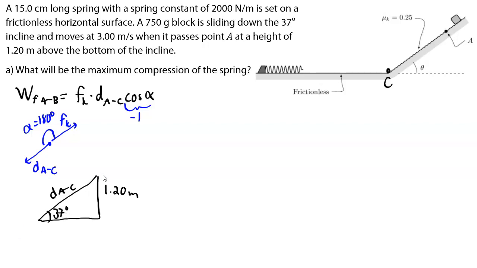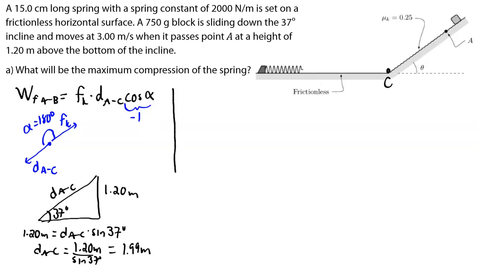This means that by using SOHCAHTOA, you can figure out easily that the 1.20 meters is actually equal to the length d_AC multiplied by the sine of 37 degrees. So this means that d_AC will be equal to 1.20 meters divided by the sine of 37 degrees, which once we calculate will give us 1.99 meters.